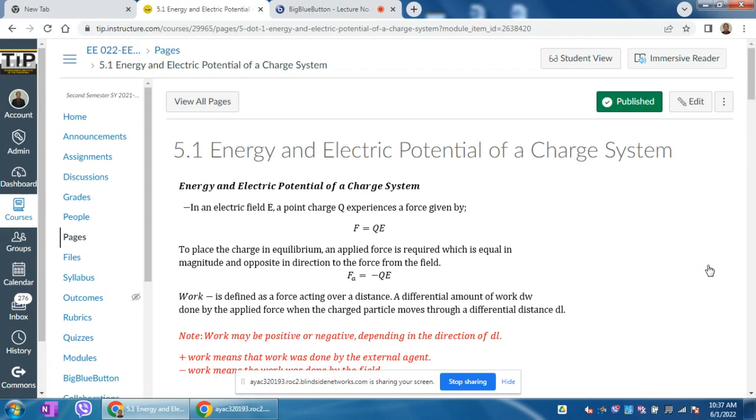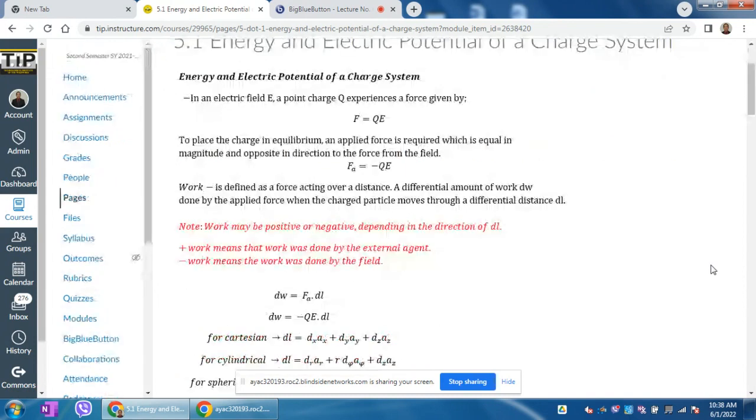So we start with the energy and potential of a charged system. So charges, dinaanan natin, electric field intensity, electric flux density. Ngayon po, pupunta na po tayo doon sa forces papunta sa voltahe, no? Potential difference. So energy and electric potential of a charged system. So in an electric field E, a point charge Q experiences a force given by F is equal to Q times E. Now, to place the charge in equilibrium, an applied force is required, which is equal in magnitude and opposite in direction to the force from the field.